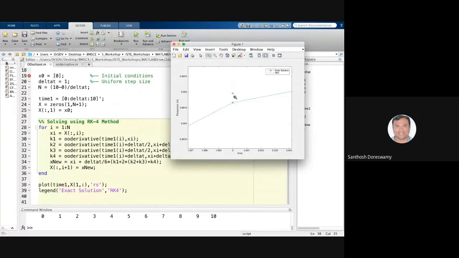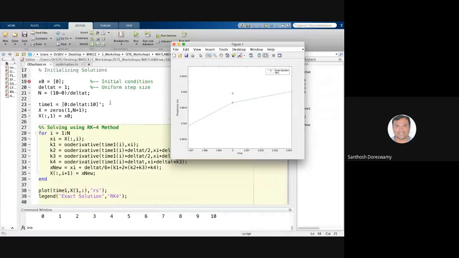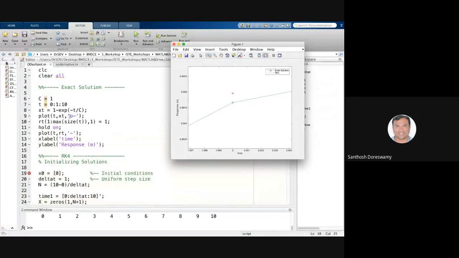You can see the blue line, which is a data point here represented with a blue circle and a continuous curve. That is the exact solution, and this is your RK4 solution. So you will see that there is still an error.